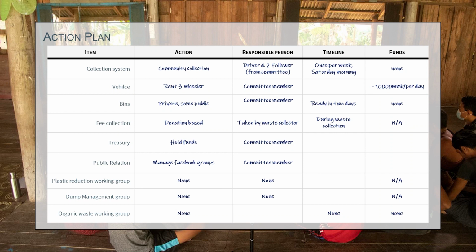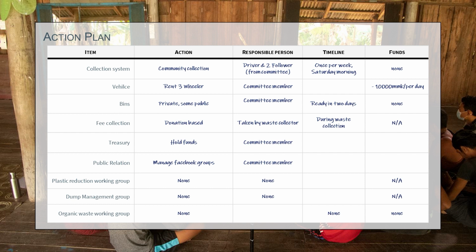All the decisions which have been made by the committee, you can fill into a kind of action plan, which is presented here through this two-dimensional matrix. On the horizontal line, you have on one side the items you're talking about, then the action, who is responsible for it, the timeline if needed, and the funds if needed. And then you have the different items.